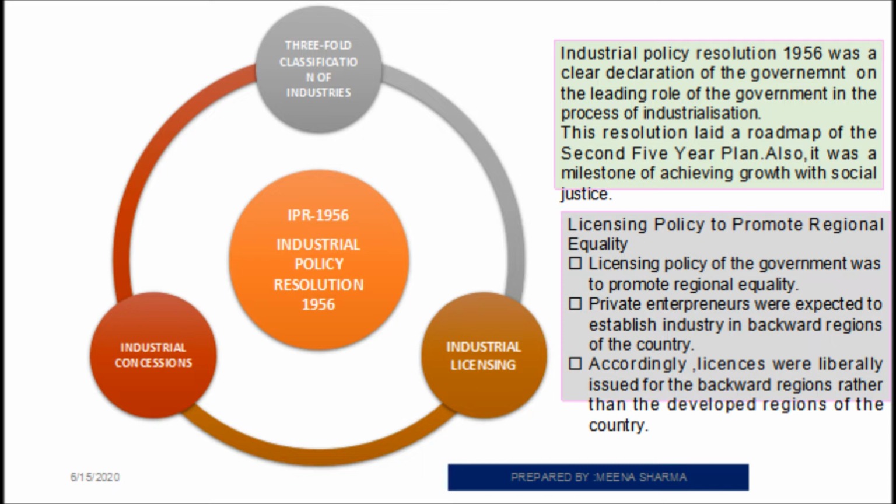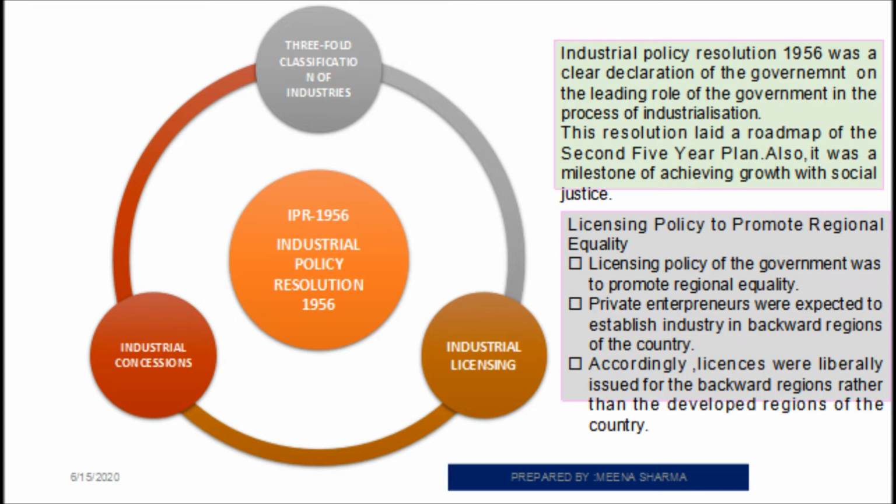Licensing policy to promote regional equality. Licensing policy of the government was to promote regional equality. Private entrepreneurs were expected to establish industry in backward regions of the country. Accordingly, licenses were liberally issued for the backward regions rather than the developed regions of the country.